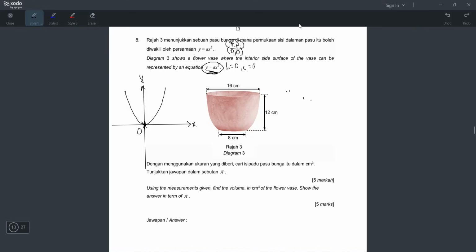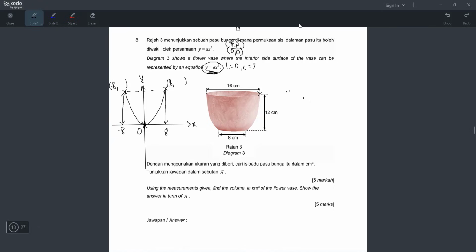After I draw my curve, now I can try to label 16, 12, 8, and so on. So definitely there is a point here, and a point here, because the height is 12. And this one is 16. I know that the length from here to here is 16. And a bowl is usually symmetrical. Symmetrical means when you cut it in half, you will get -8 and 8 here. It means the x coordinate here is 8, and the x coordinate here is -8. But they will have the same y coordinate, by the way.